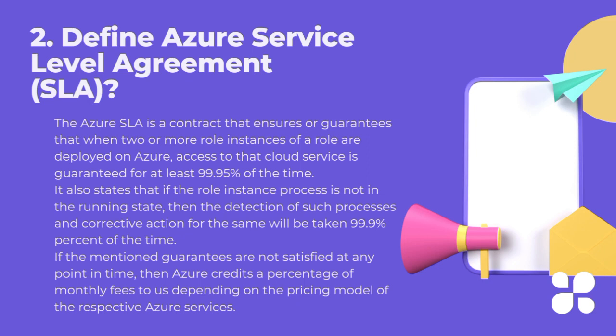2. Define Azure Service Level Agreement, SLA. The Azure SLA is a contract that ensures or guarantees that when two or more role instances of a role are deployed on Azure, access to that cloud service is guaranteed for at least 99.95% of the time. It also states that if the role instance process is not in the running state, then the detection of such processes and corrective action for the same will be taken 99.9% of the time. If the mentioned guarantees are not satisfied at any point in time, then Azure credits a percentage of monthly fees to us depending on the pricing model of the respective Azure services.